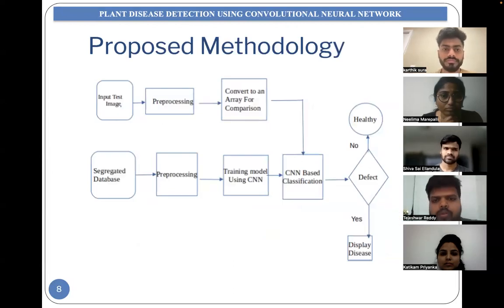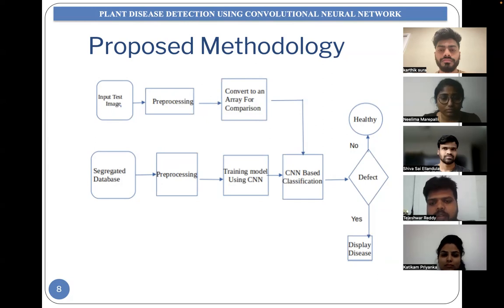Proposed methodology. We use two types of methods to detect whether the plant is healthy or not. In the first, the input image goes to pre-processing and is converted to an array for comparison, followed by CNN-based classification. It shows the disease of the plant to display whether the plant is healthy or not. In the second method, the segregated database goes from pre-processing to training the model using CNN, followed by CNN-based classification. It shows the disease of the plant to display whether it is healthy or not.